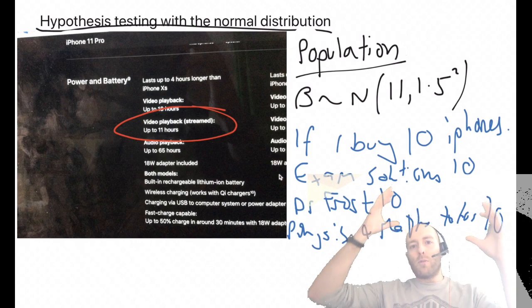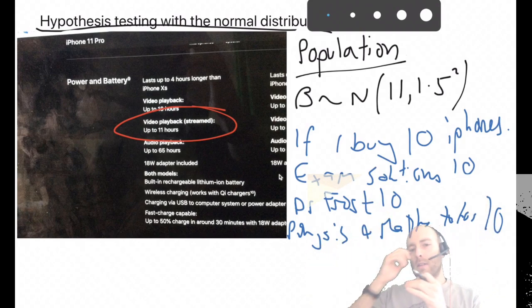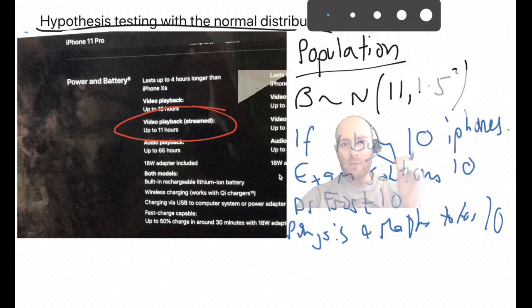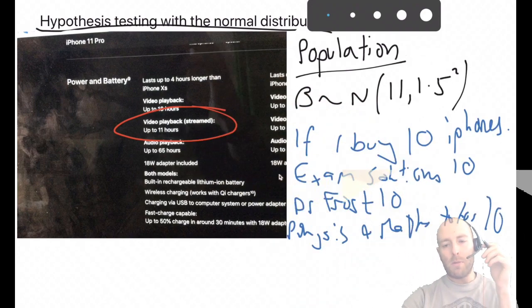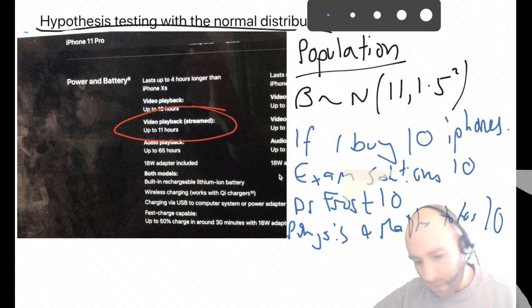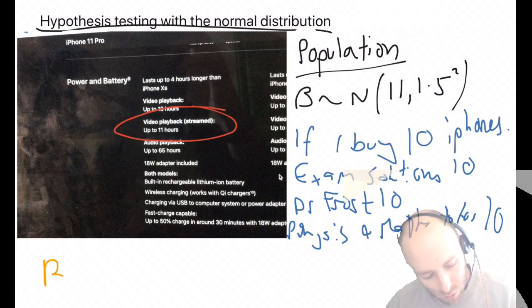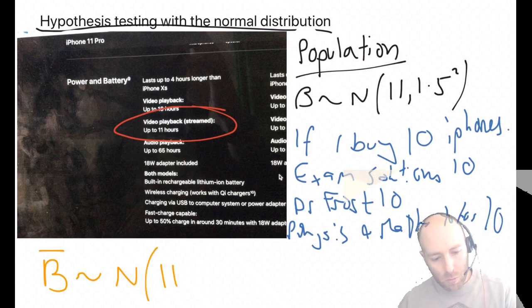Because the means of all these battery lives should also be normally distributed. If the original battery life is distributed normally, the means of our sample should also be distributed normally. So we can say if B is the battery life, the sample means of B should also be normally distributed, should also have a mean of mu, or 11 in this case, and then we should have sigma squared.